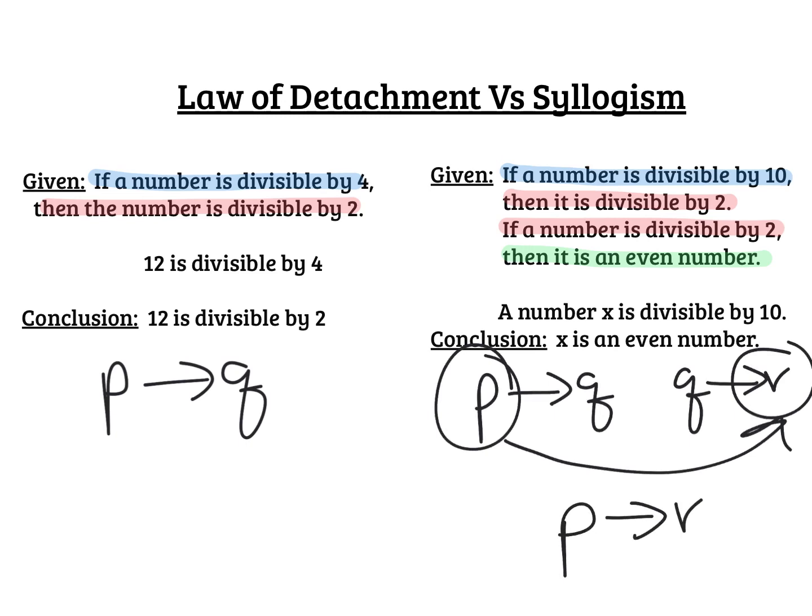So syllogism is the domino effect that causes a ripple, right? One makes the other one fall, which makes the last one fall. So the first domino makes the last one fall. And then detachment is simply just one given statement to another.